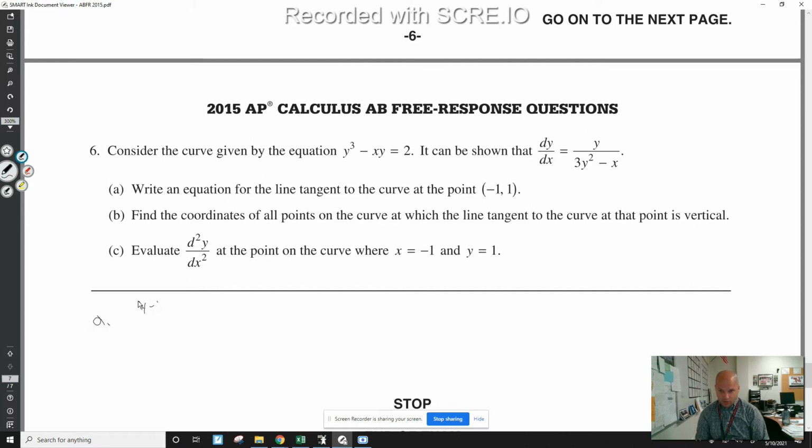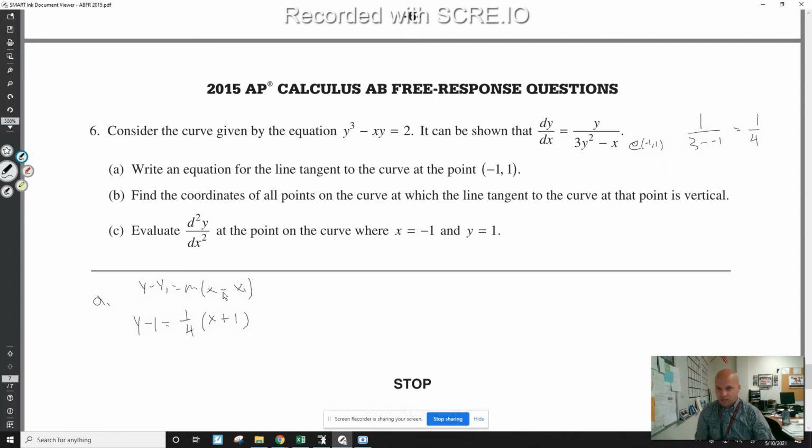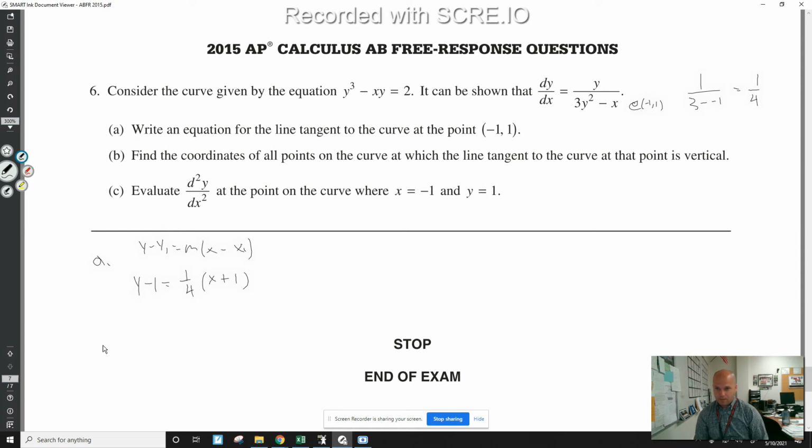I need y minus y1 equals m times x minus x1. I don't even need to approximate something. I have y minus 1 equals some slope times x plus 1, plugging in negative 1, 1. I just need to find my slope at negative 1, 1. So that's 1 over 3 minus negative 1. That's 1/4. Great. Boom. I bet you that's 2 points. There's only part A, part B, part C.